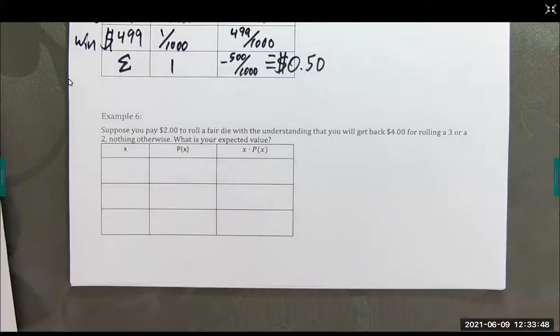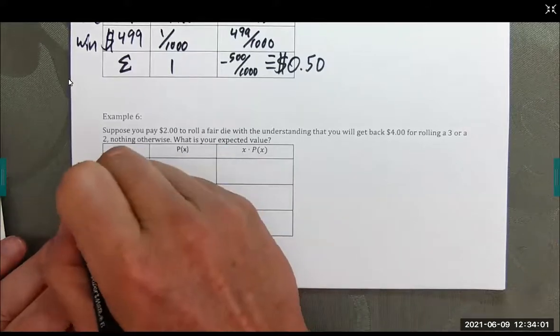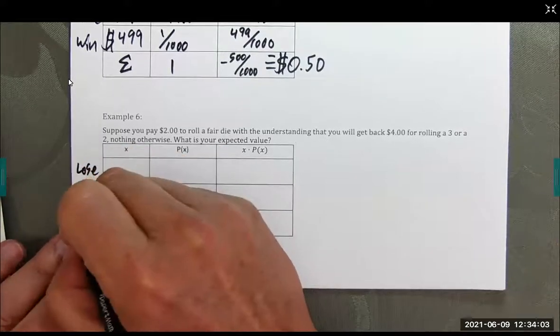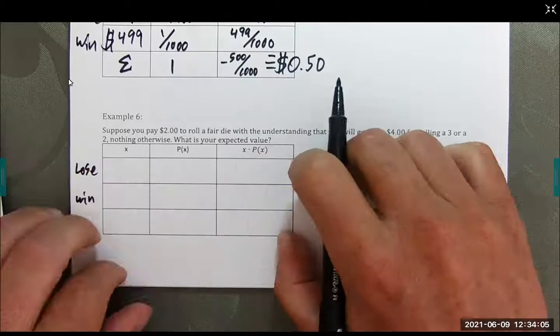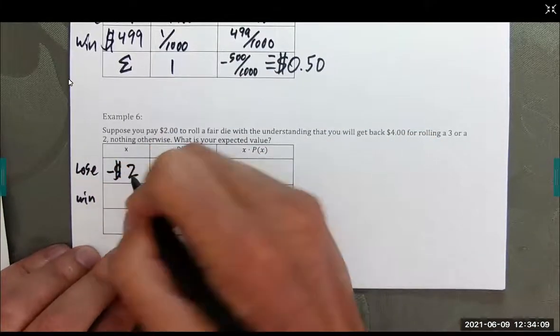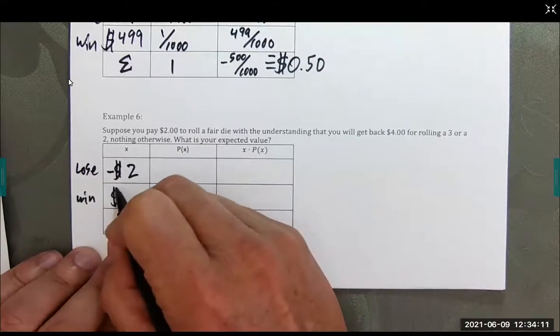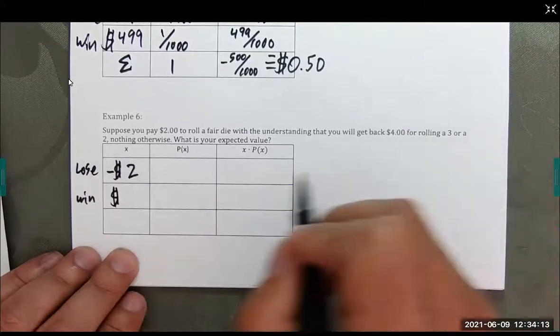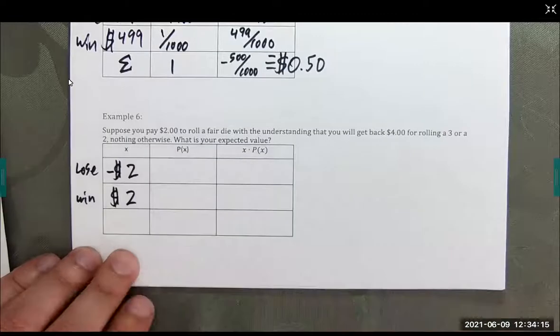Suppose you pay $2 to roll a fair die with the understanding that you will get back $4 for rolling a 3 or a 2, nothing otherwise. What is your expected value? Let's do it again. Lose, win. If I lose, I'm down $2. If I win, remember I paid $2 to get in, so I don't get $4. I'm only winning $2.